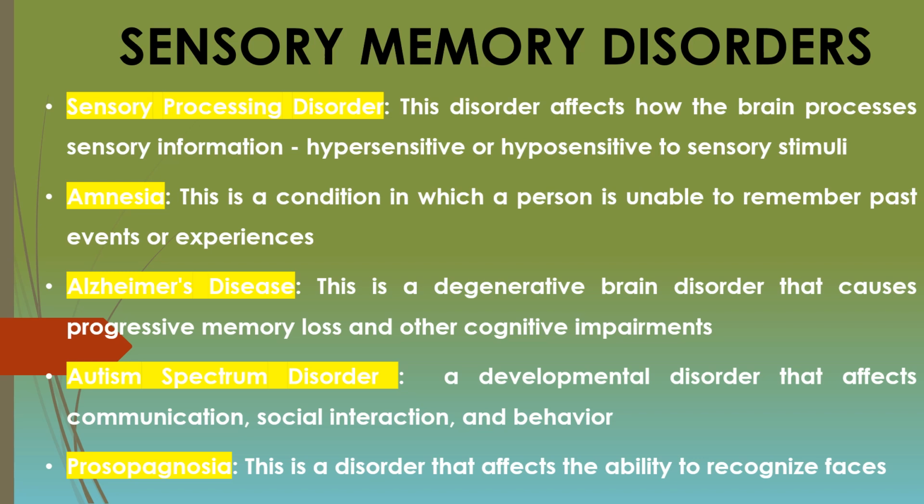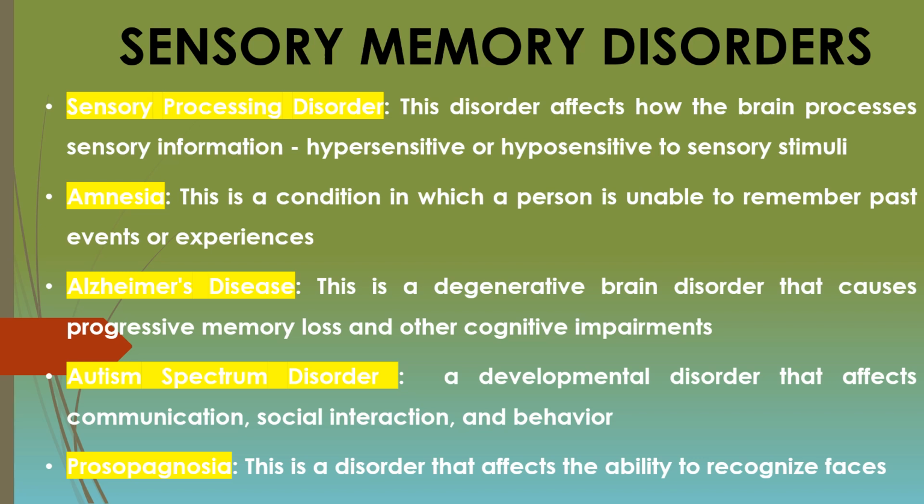Sensory memory disorders are conditions that affect the ability to perceive, process and remember sensory information. First one is sensory processing disorder. This disorder affects how the brain processes the sensory information. It leads to difficulty in regulating and responding appropriately to the sensory input. People with this disorder may be hypersensitive or hyposensitive to the sensory stimuli, and it leads to sensory overload or understimulation.